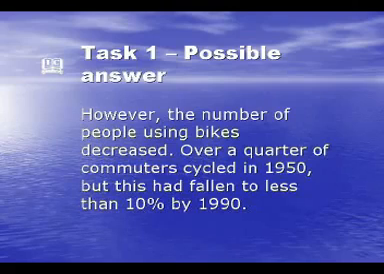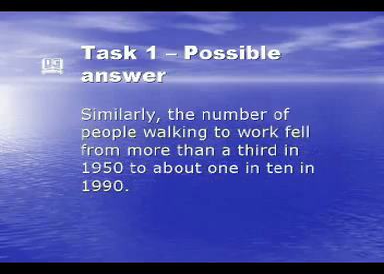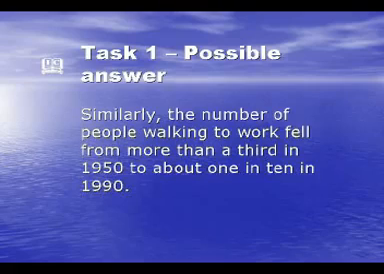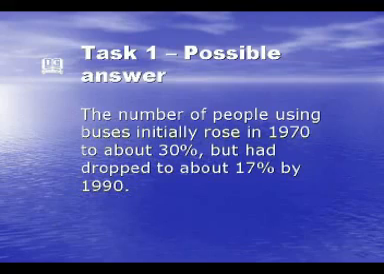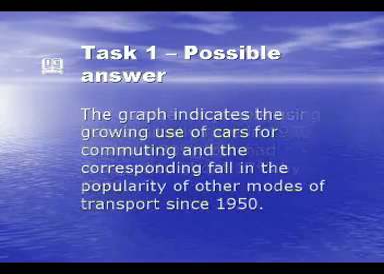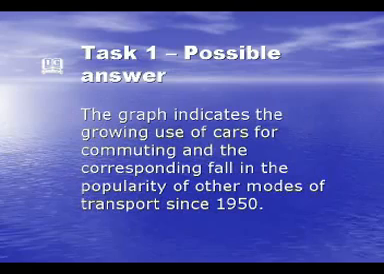However, the number of people using bikes decreased. Over a quarter of commuters cycled in 1950, but this had fallen to less than 10% by 1990. Similarly, the number of people walking to work fell from more than a third in 1950 to about 1 in 10 in 1990. The number of people using buses initially rose in 1970 to about 30%, but had dropped to about 17% by 1990. The graph indicates the growing use of cars for commuting and the corresponding fall in the popularity of other modes of transport since 1950.